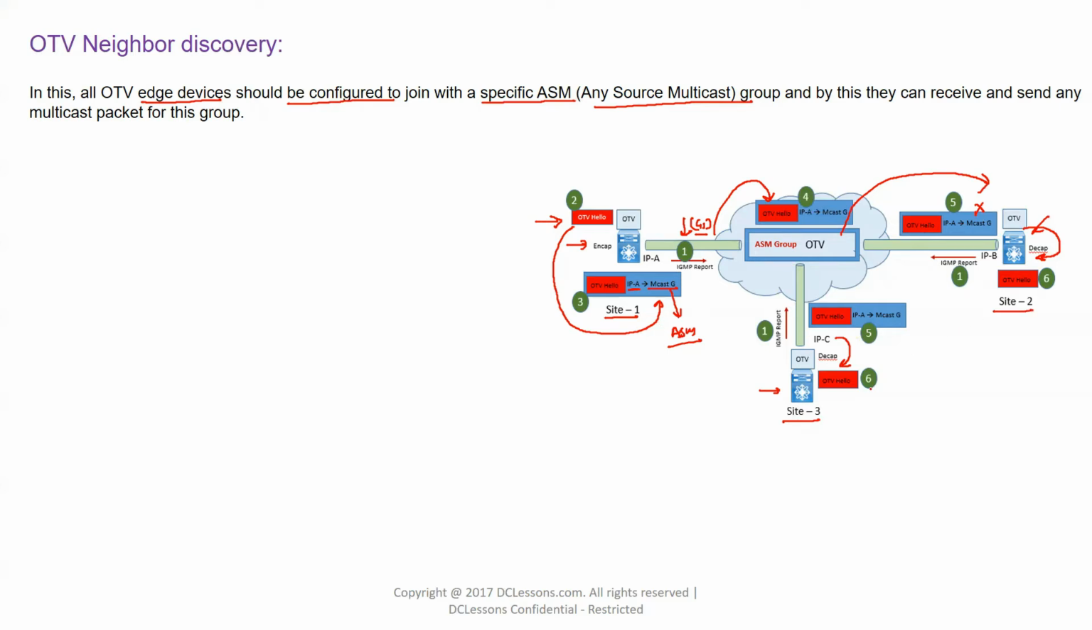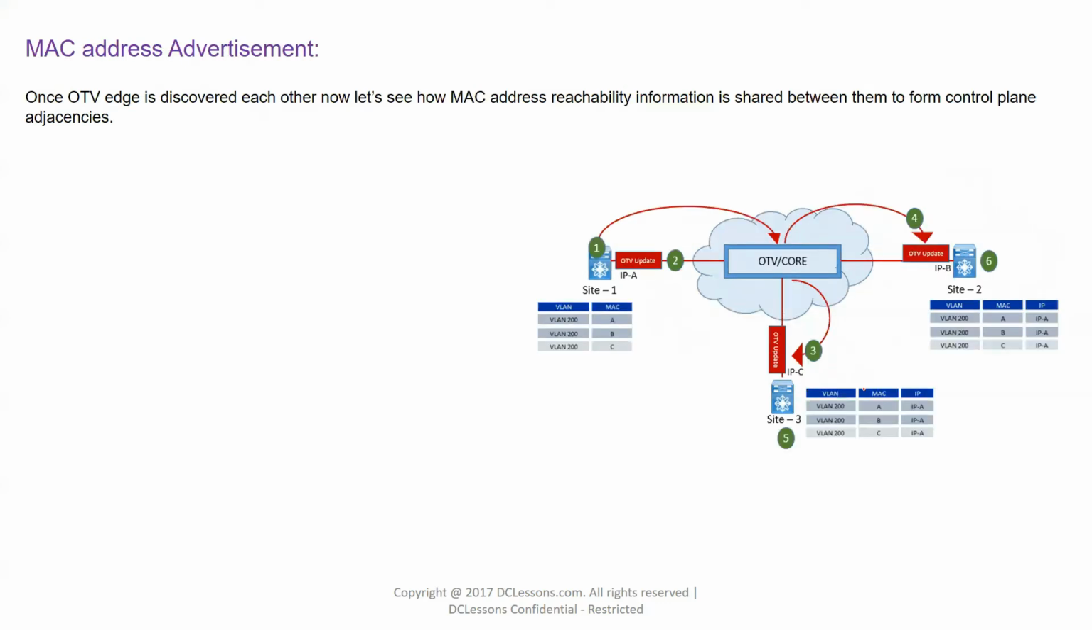Likewise, site 2 and site 3 will also send an OTV hello, right, using the same multicast ASM group, and it will be received by all the subsequent sites, and they will form an OTV neighborship. And once the neighborship is formed, adjacency is established, and then the overlay tunnel is created. Now, once the OTV adjacency is created, let's see how the MAC table, MAC advertisement is done.